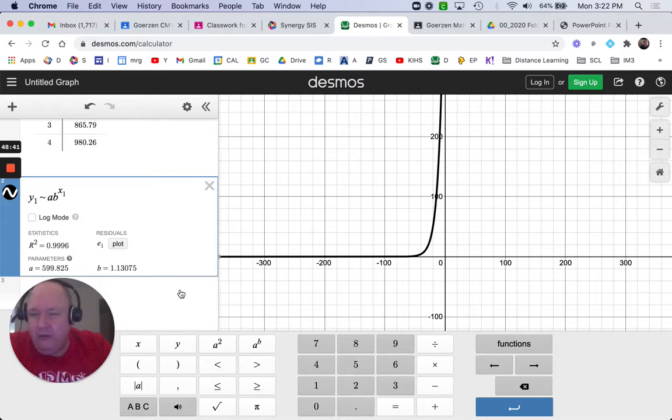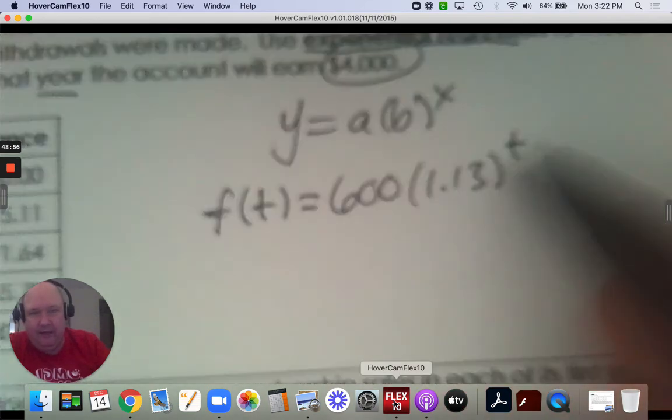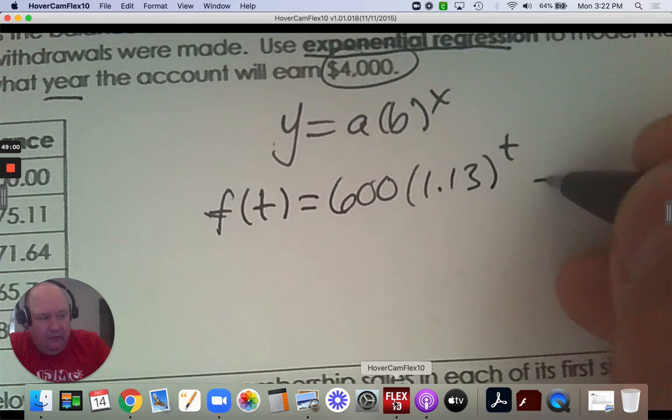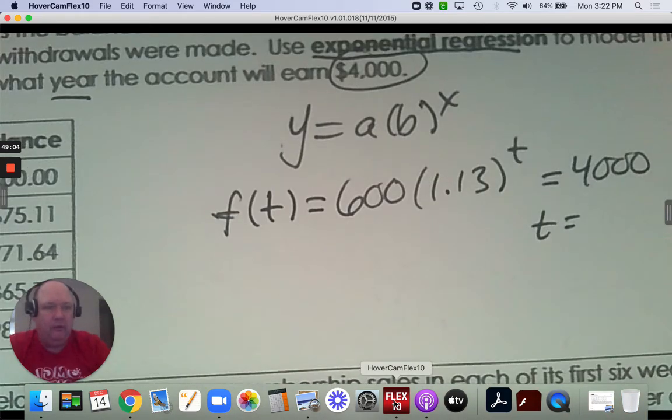So that equation, A is 600. The base is 1.13, and to that exponent, this is what it looks like. I wrote T for time. And then 4,000, I need to solve this equation. When is that equal to 4,000? What time? So we're going to use Desmos to do that.